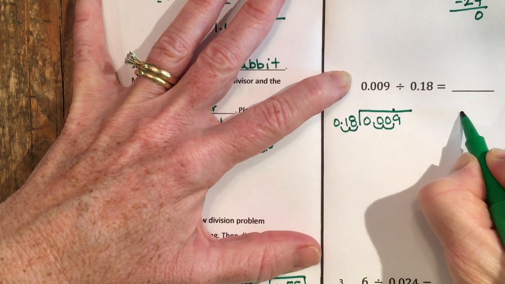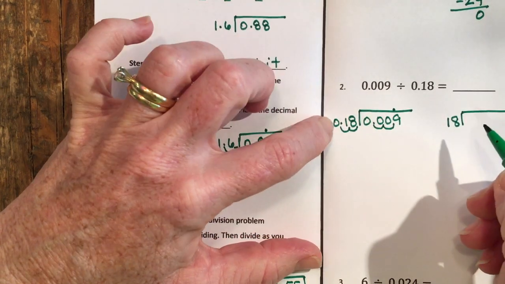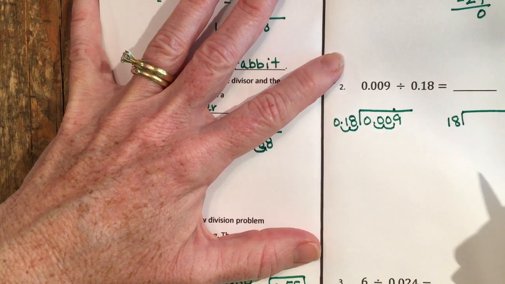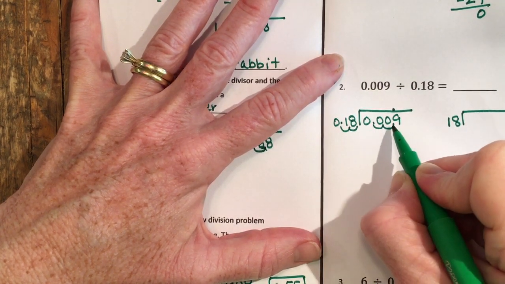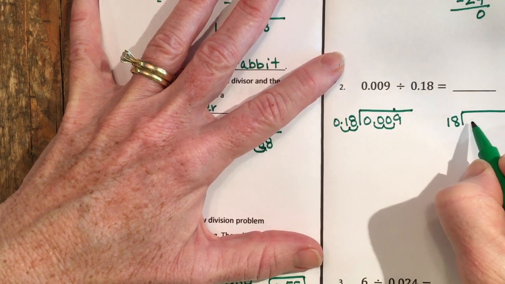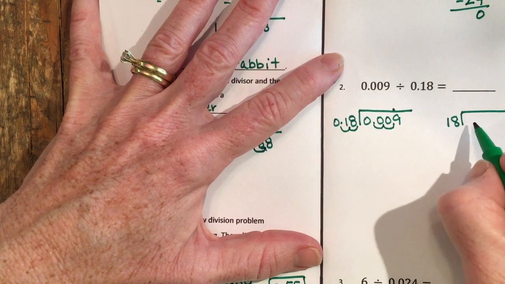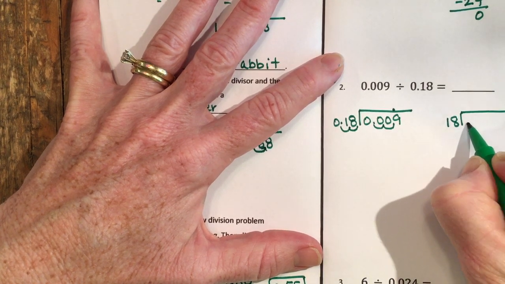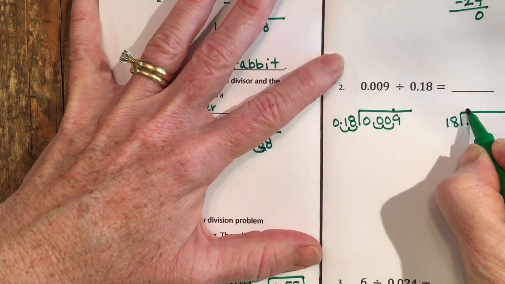So the new problem is not 0.18, it's 18. I don't need the 0 because it was just a placeholder here. Same thing over here. I don't really need all these zeros because this is really 0.9. Now, if you want to put a 0 there, you're welcome to, but you don't have to. All right, so 0.9 goes here, and then we know that it's jumping up here.